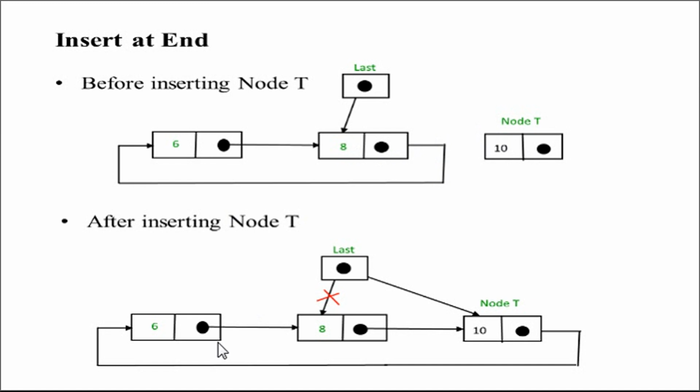See here, after inserting the node, the list will be like this, and last will be pointing to the newly created node. See here, T next is nothing but the first node of the list, and last next is the newly created node. So the newly created node is inserted at the end, and this node becomes the last node in the list.